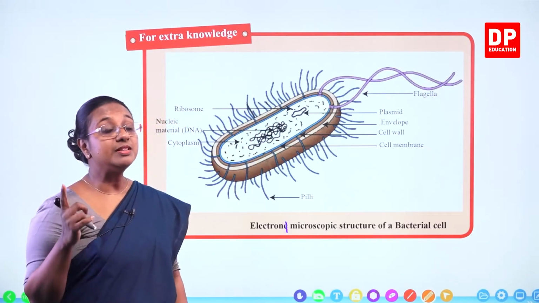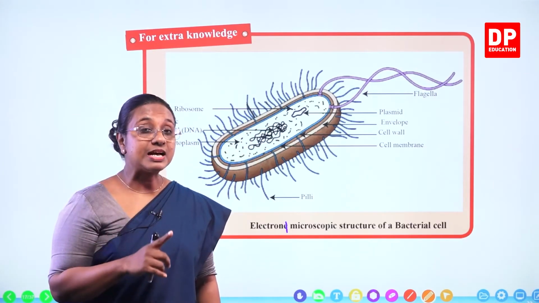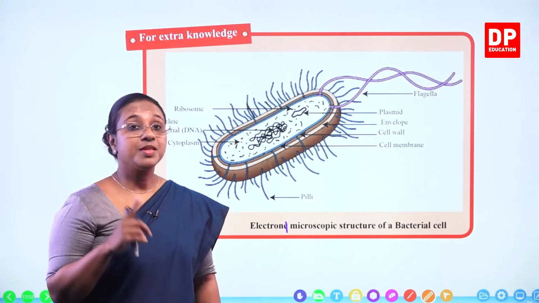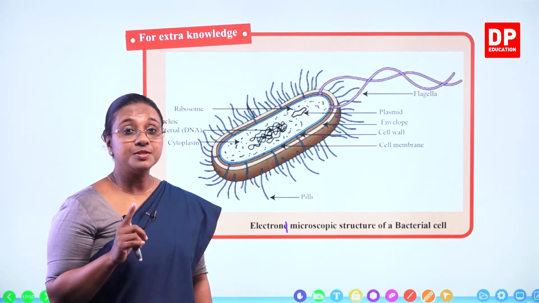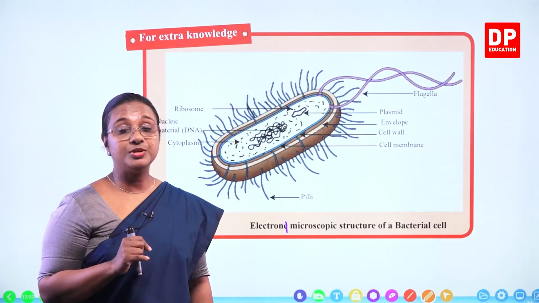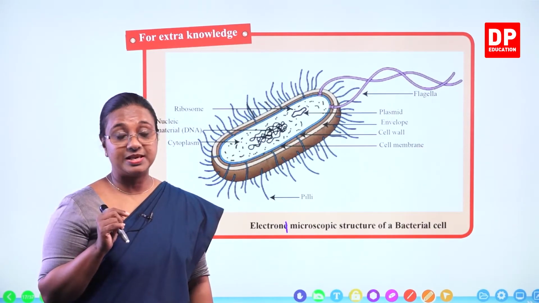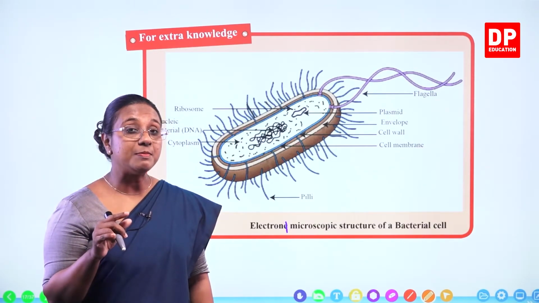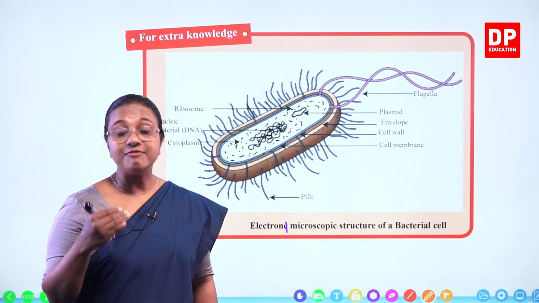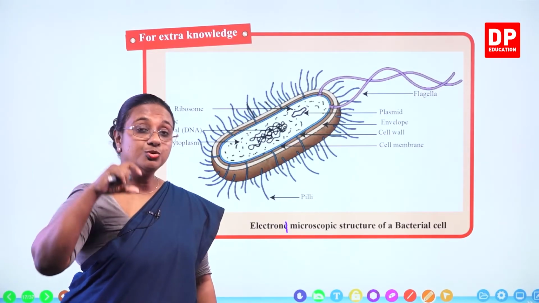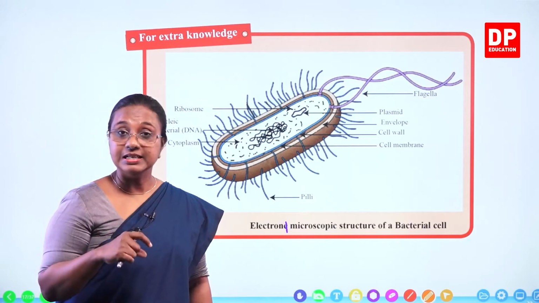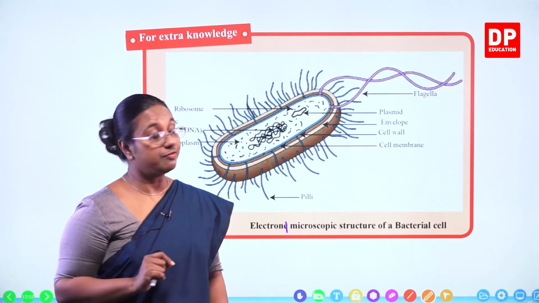You are familiar with ribosomes. When we discuss the plant and animal cells, we came across ribosomes. In ribosomes only protein synthesis takes place. And also you can remember ribosome does not have membranes. It has two bodies, a small body and a large body. That is the structure of ribosome.